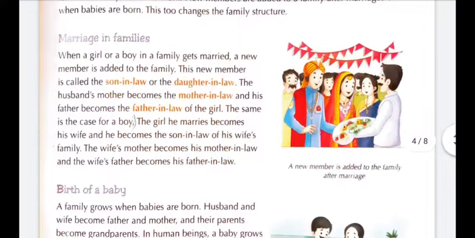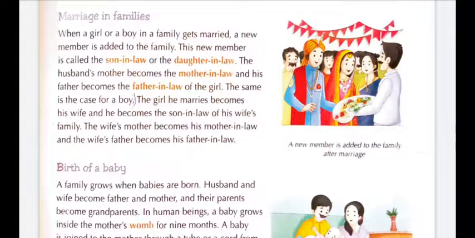Marriage in families. When a girl or a boy in a family gets married, a new member is added to the family. This new member is called the son-in-law or the daughter-in-law. The husband's mother becomes the mother-in-law and his father becomes the father-in-law of the girl. The same is the case for a boy. The girl he marries becomes his wife, and he becomes the son-in-law of his wife's family. The wife's mother becomes his mother-in-law, and the wife's father becomes his father-in-law.